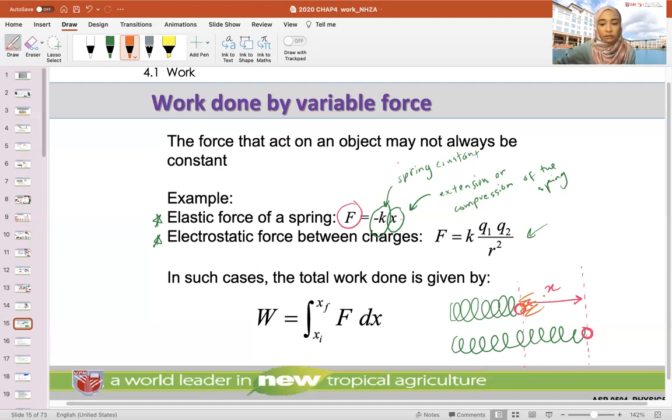I will pull the spring. So this is F applied. This is the force that I'm applying to the spring.